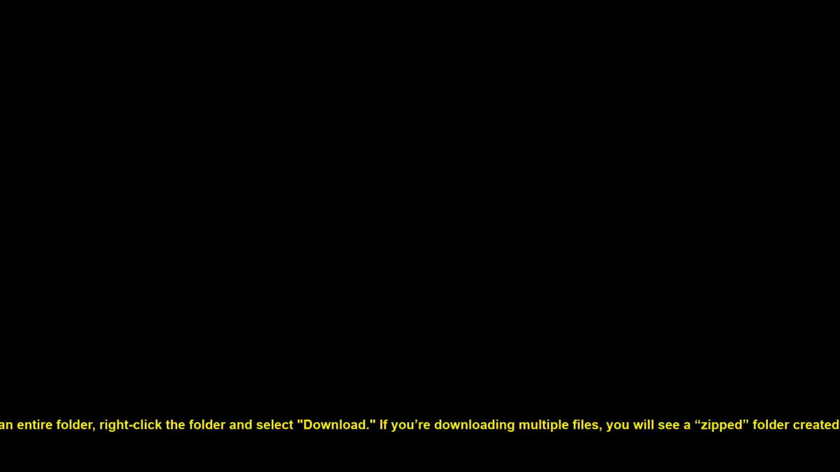If you're downloading multiple files, wait for the files to download, which may take a few moments depending on their size. Once the download is complete, find the downloaded files on your computer, usually in the Downloads folder. Open the folder where your downloaded files or folders are stored.